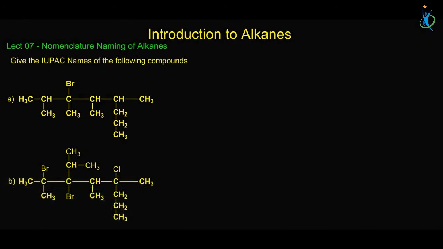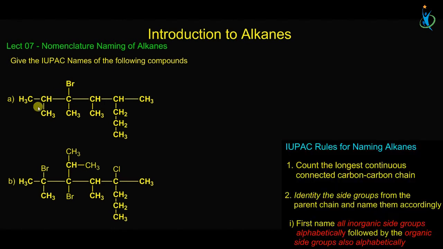Let's start by naming this compound. Now we will begin by applying the rules, which says that first count the longest continuous connected carbons. You normally count the longest continuous connected carbons that contain the functional group. This time the functional group is a single bond. That's why we are silent about it.